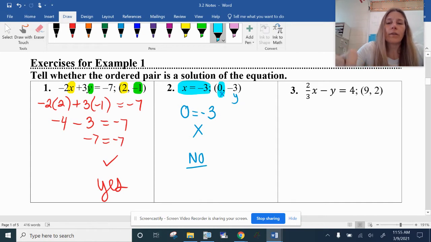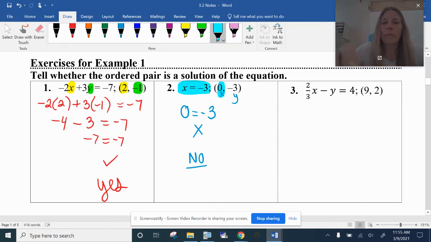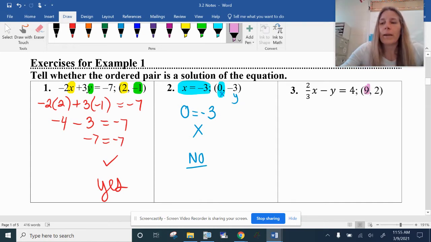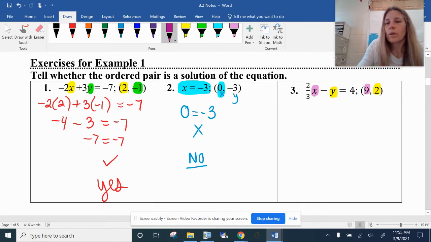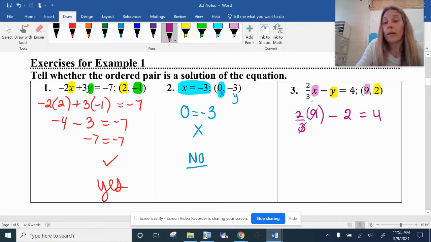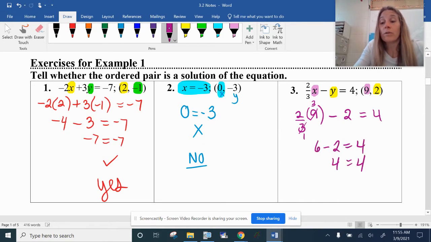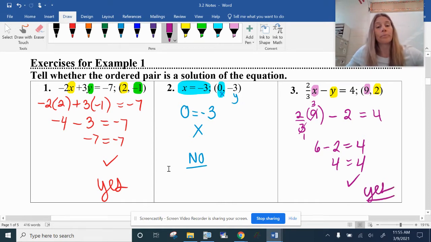And then finally, the third example. So if I'm going to put in my 9 for the x, and then I'll put in my 2 for this y. So we have 2/3 times 9 minus 2, and hopefully that equals 4. Well, the 3 and the 9 can cross cancel or reduce, leaving me 6 minus 2. And of course, 6 minus 2 does equal 4. So yes, this would be a solution as well.